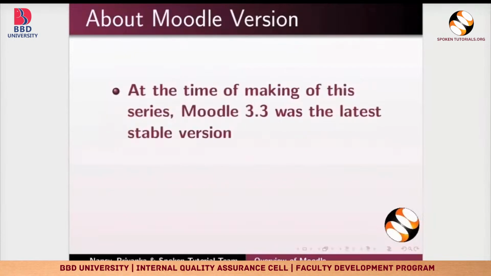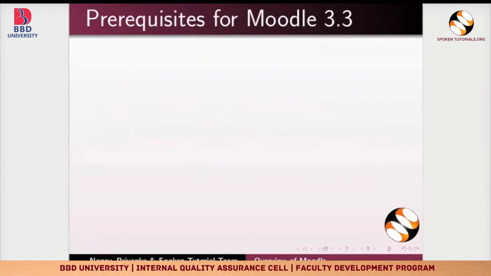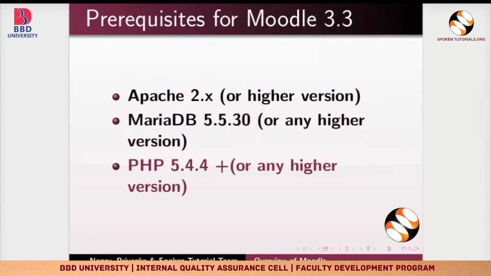At the time of making of this series, Moodle 3.3 was the latest stable version. It is always recommended to work with the latest stable version that is available. Moodle 3.3 requires the following: Apache 2.x or higher version, MariaDB 5.5.30 or any higher version, and PHP 5.4.4 or any higher version.